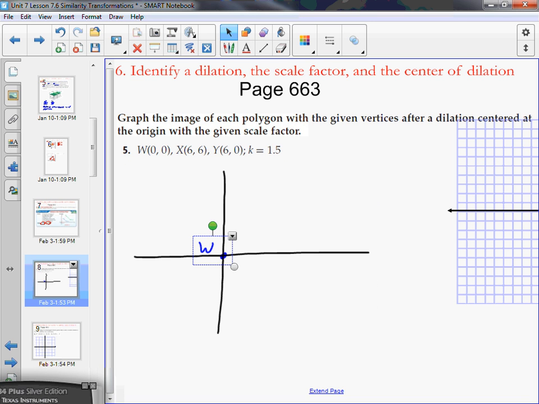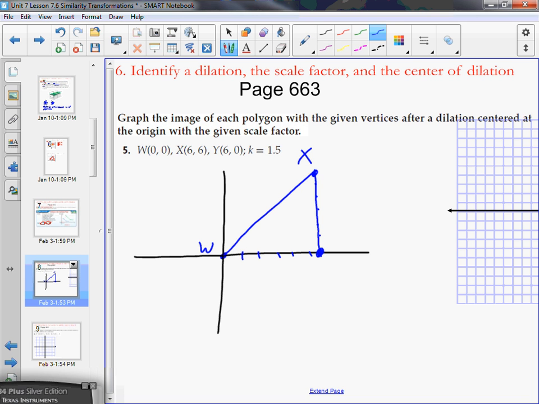All right, so we've got W. X is 6, 6. So 1, 2, 3, 4, 5, 6 and 1, 2, 3, 4, 5, 6. And then Y is 6, 0. There's W, X, and Y. And let's connect them.